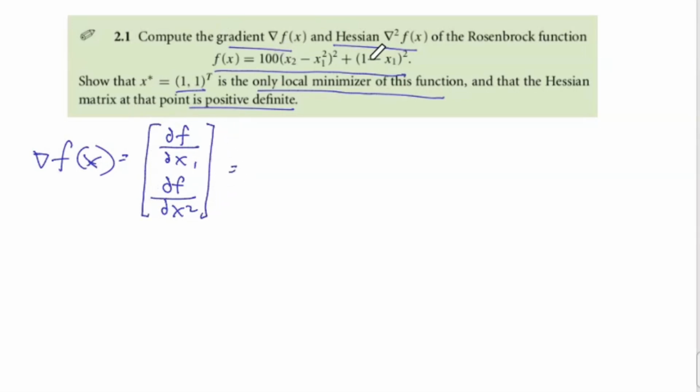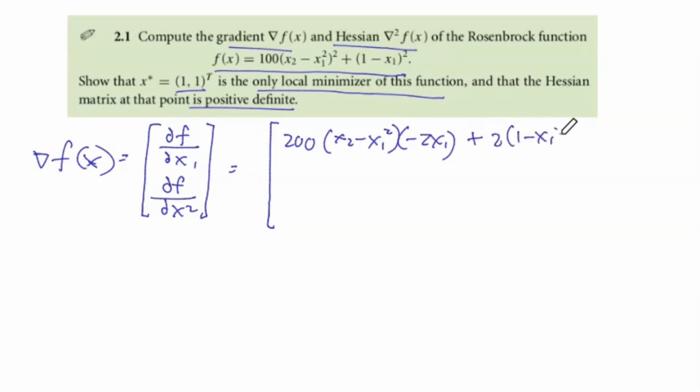To derive with respect to s1, we have 2 times 100, which is 200, times (s2 minus s1 squared). Then you derive the internal part, you have negative 2 s1. And this one you have plus 2. Bring out the 2 here, you have 2 times (1 minus s1), and then the internal derivative is negative s1.